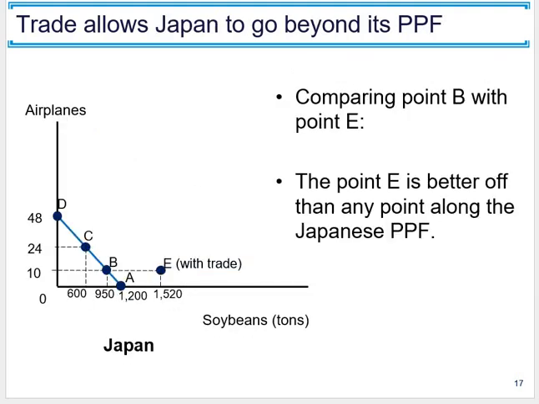So the same story for Japan, right? If we plot the consumption bundle of airplanes and soybeans for Japan with trade, we have this point E here, right? Where Japan can keep 10 airplanes and import 1,520 tons of soybeans from the US. So it's point E here, and it's way beyond Japan's PPF. That means Japan is also very happy with trade.